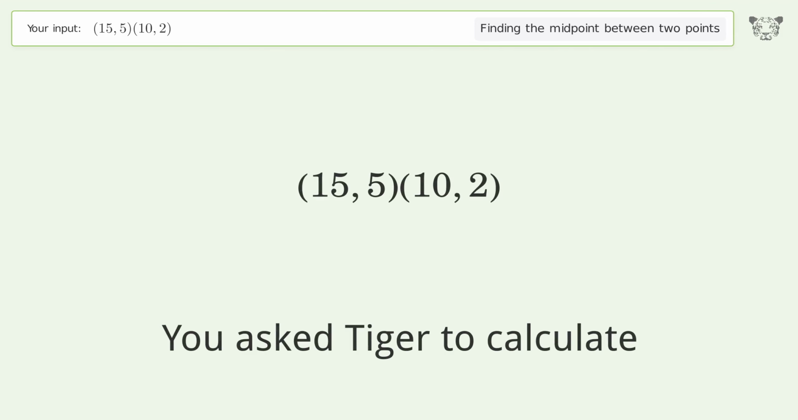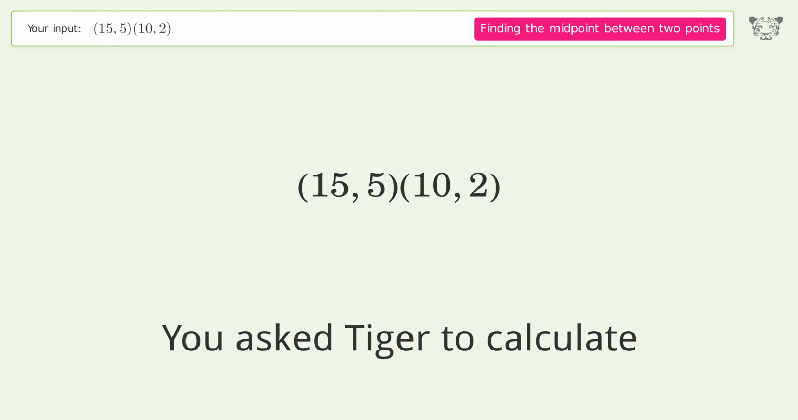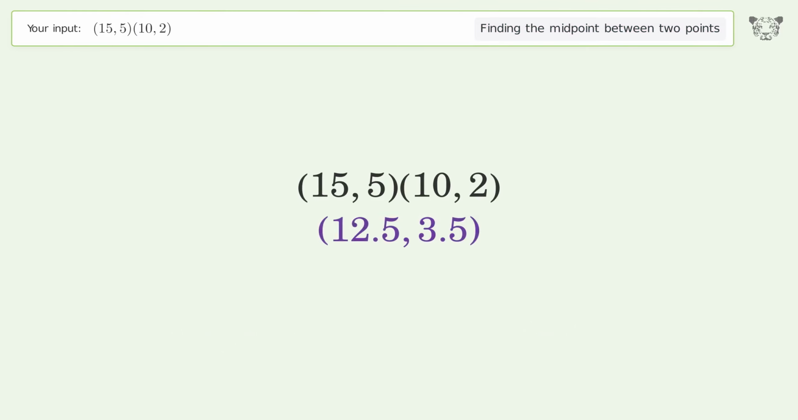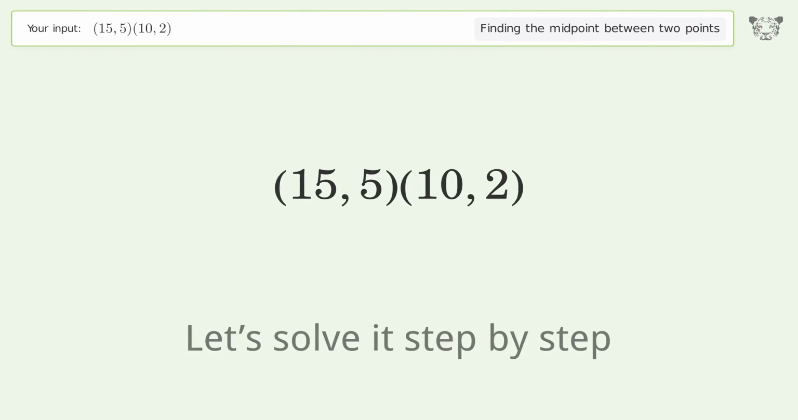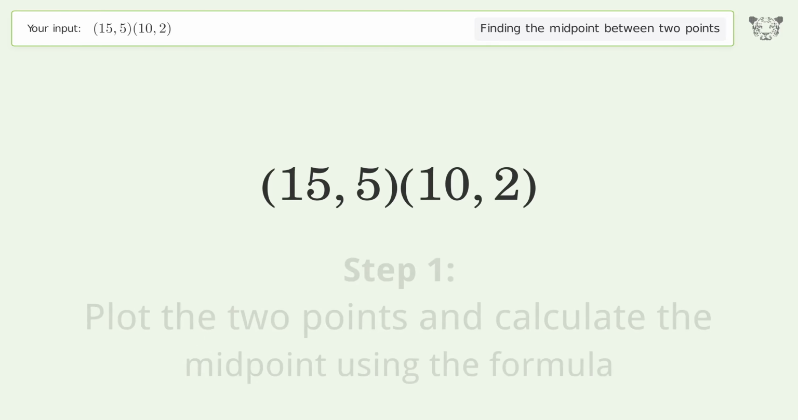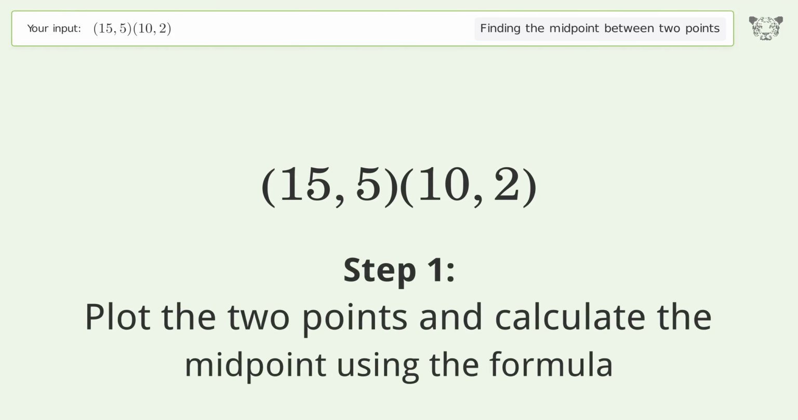You ask Tiger to calculate. This deals with finding the midpoint between 2 points. The midpoint between the 2 points is 12.5, 3.5. Let's solve it step by step. Plot the 2 points and calculate the midpoint using the formula.